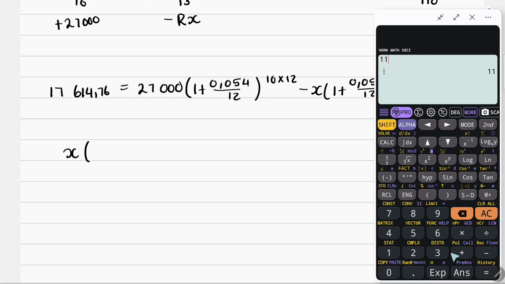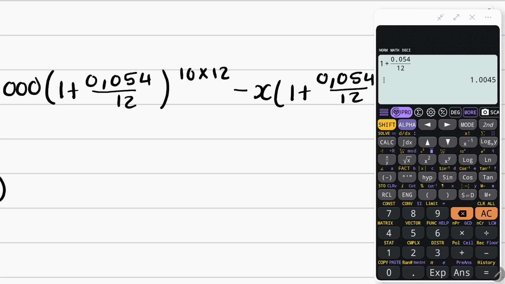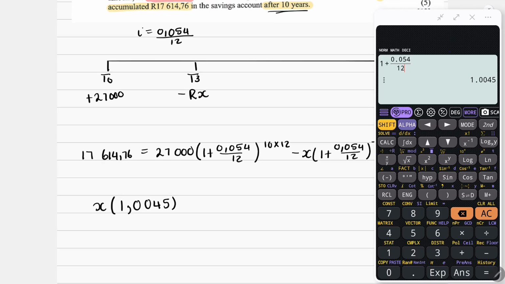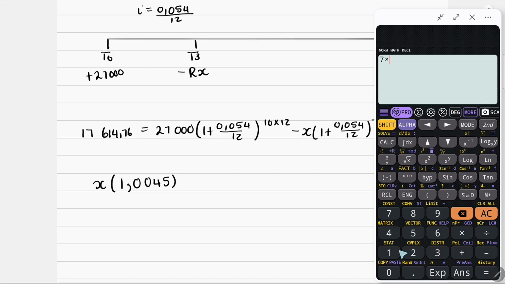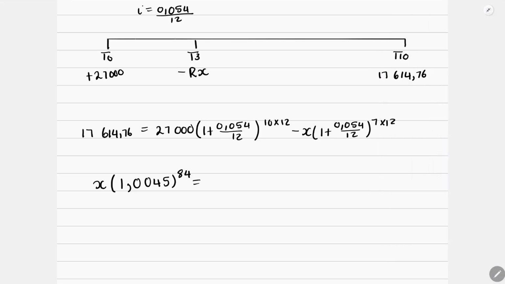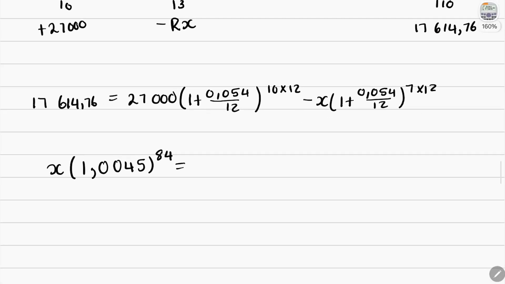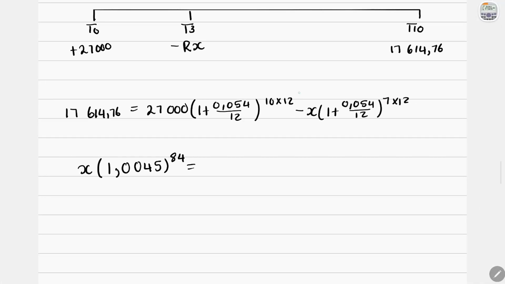That's simply going to be 1 plus 0.054 over 12. Okay, it gives a nice decimal. If not, I was going to take it as a fraction, but the decimal is fine. So 1.0045, okay? And then raised to the power of that amount, because it says 7 times 12, you might as well just say 7 times 12 is 84. So raised to the power of 84, and then is equal to, and now that this has come to the left-hand side, what are we left with?